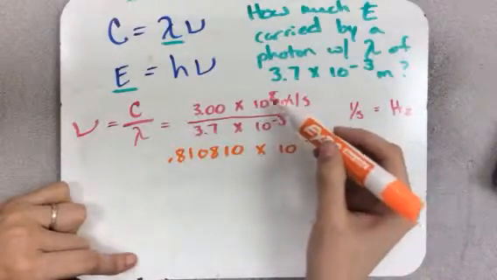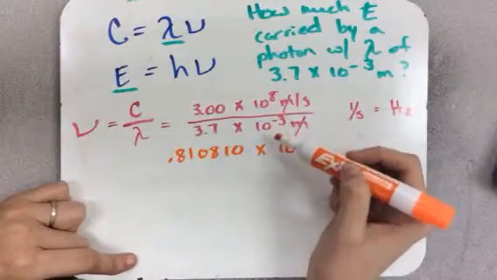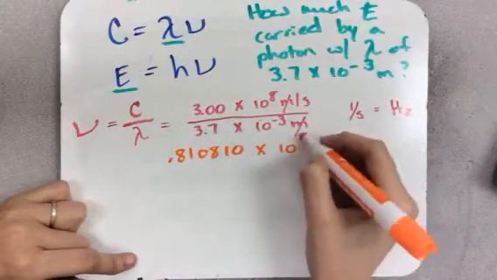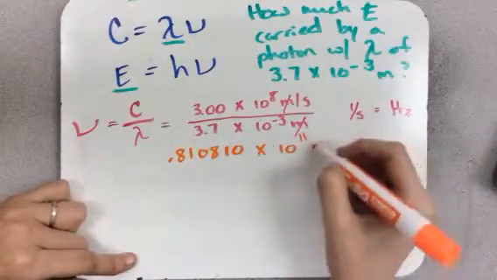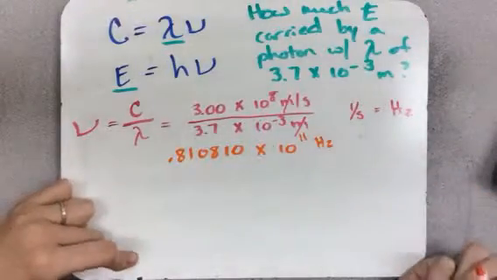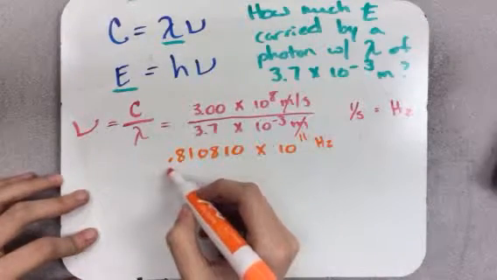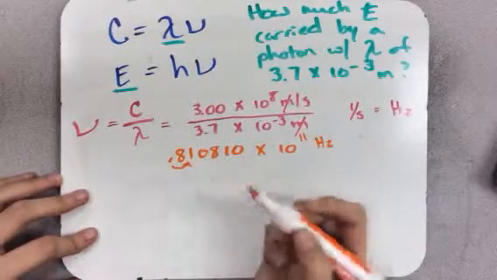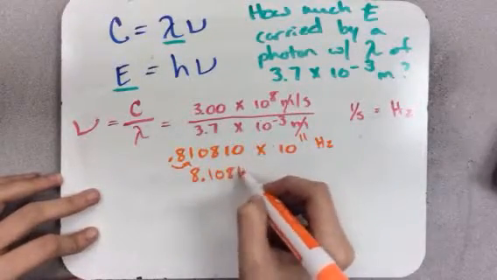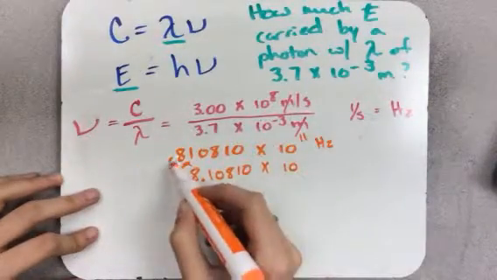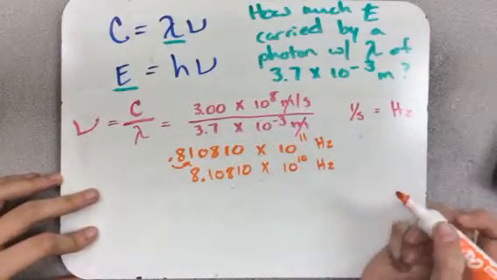Times 10, and remember with division, you do 8 minus negative 3. So minus negative means plus. So 8 plus 3 is 11. So 8.10810 times 10 to the 11th, and I'm going to say hertz, just because it's easier, but you can keep writing per second. Now, look at this. It is not in the correct scientific notation, so I'm going to move the decimal to 8.10810 times 10. This number got bigger, so this number will get smaller, times 10 to the 10th hertz.